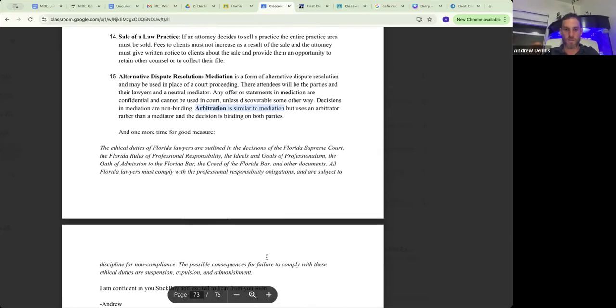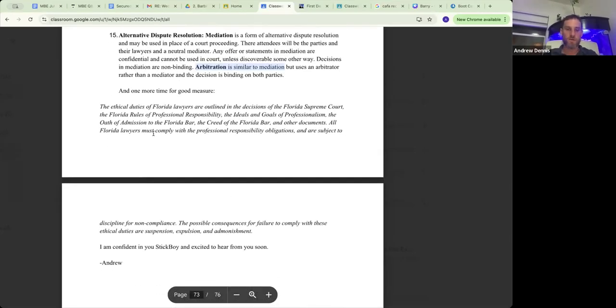And then one more time for good measure, the ethical duties of Florida lawyers are outlined in the decisions of the Florida Supreme Court, the Florida Rules of Professional Responsibility, the ideals and goals of professionalism, the oath of admission to the Florida Bar, the creed of the Florida Bar, and other documents. All Florida lawyers must comply with the professional responsibility obligations and are subject to discipline for noncompliance. The possible consequences for failure to comply with these ethical duties are suspension, expulsion, and admonishment.